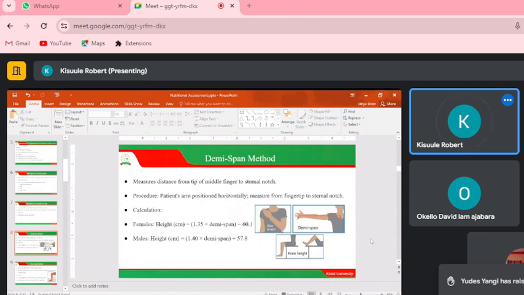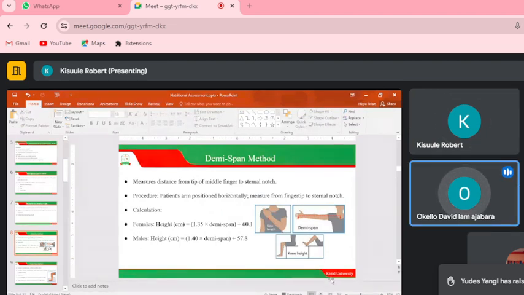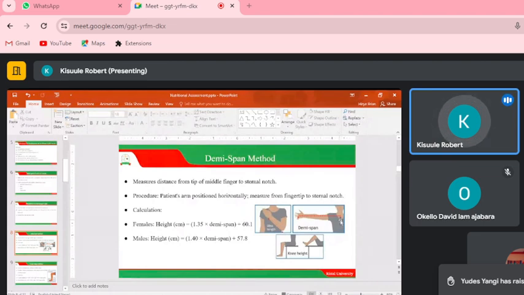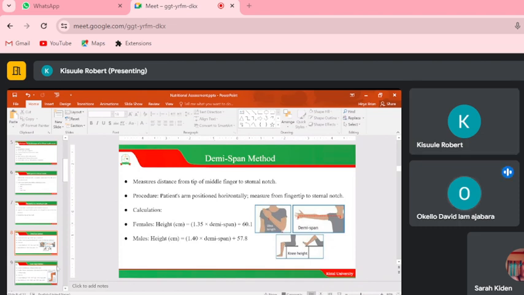Yeah, the picture is visible. So where my cursor is right now is the sternal notch. So for demispan, we are measuring from the fingertip to the sternal notch. Then it is computed as follows. Are we together? Yes, we are together.